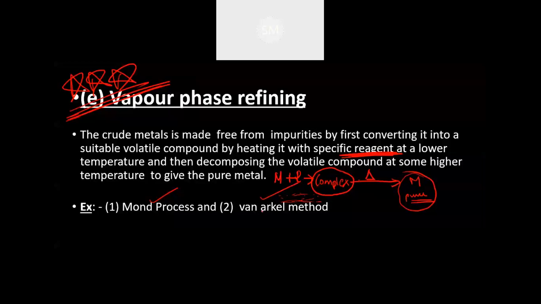Like that we have two such processes. One is Mond's process and the other one is the Van Arkel method. So let's see what Mond's process is. It is just equation type only. There is not much else. I couldn't get pictures for this either. I tried searching.